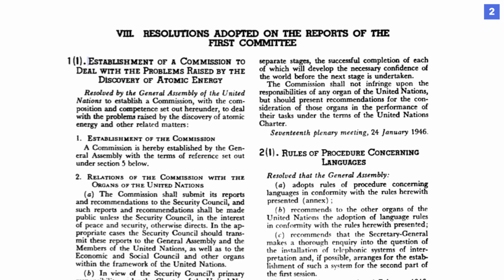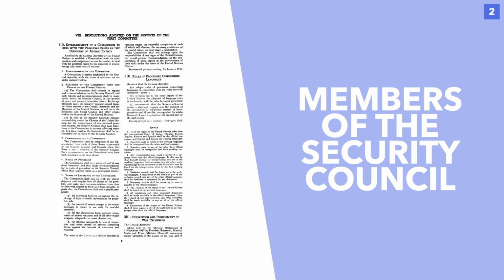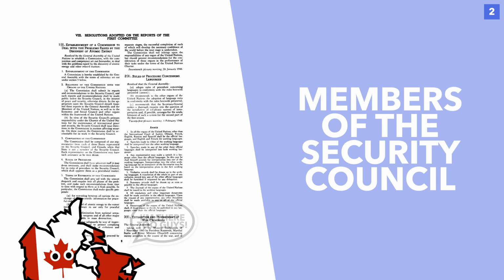A week after that, the General Assembly adopted the first UN resolution, establishment of a commission to deal with the problems raised by the discovery of atomic energy. This committee is composed of the members of the Security Council, and, when it's not on the Council, Canada.